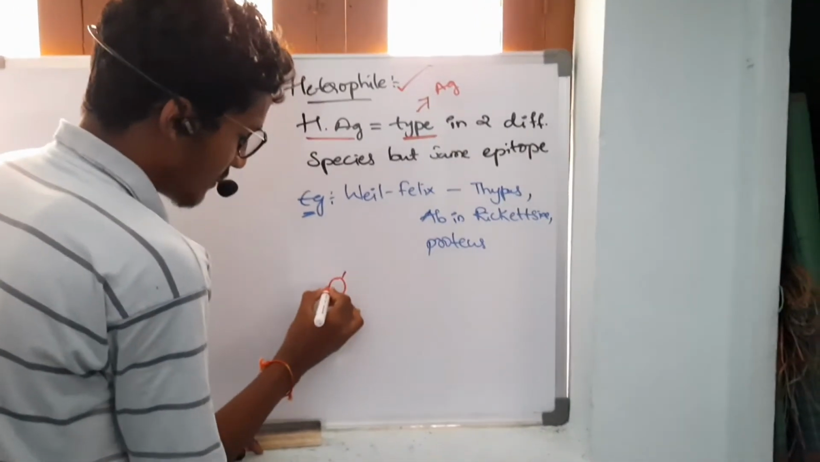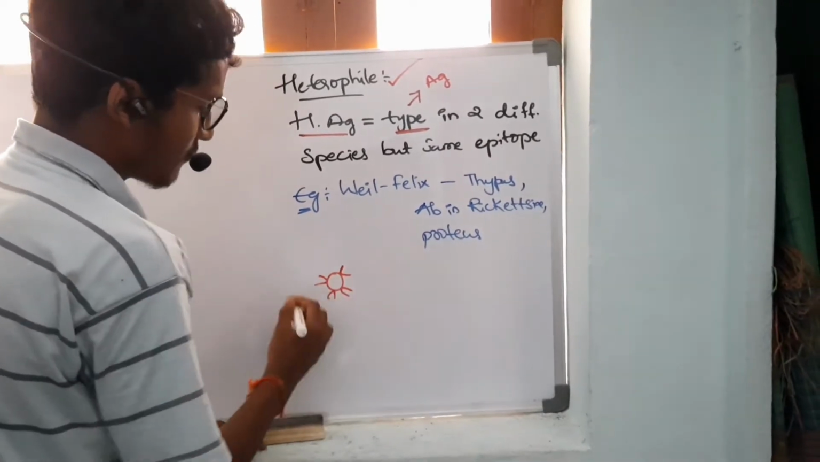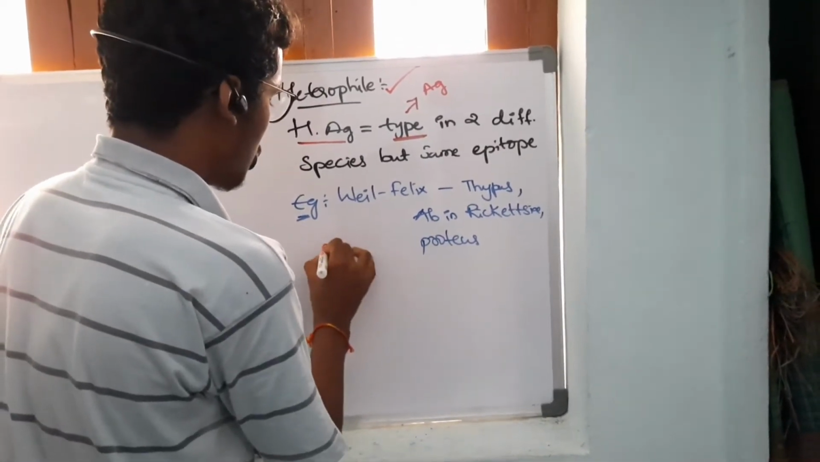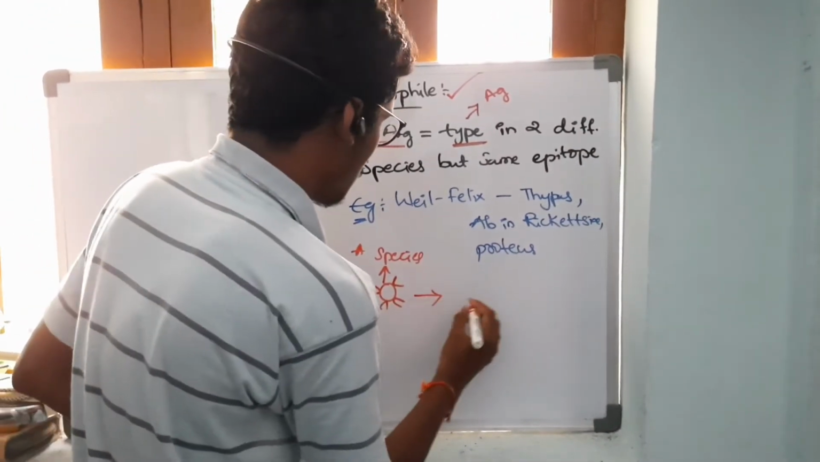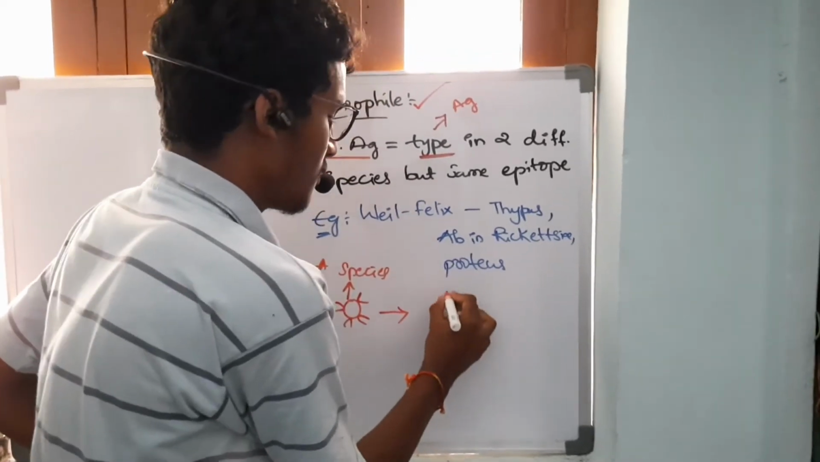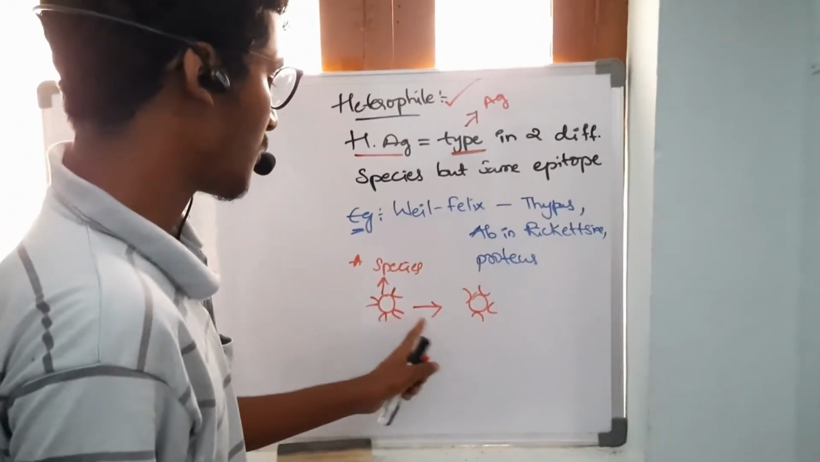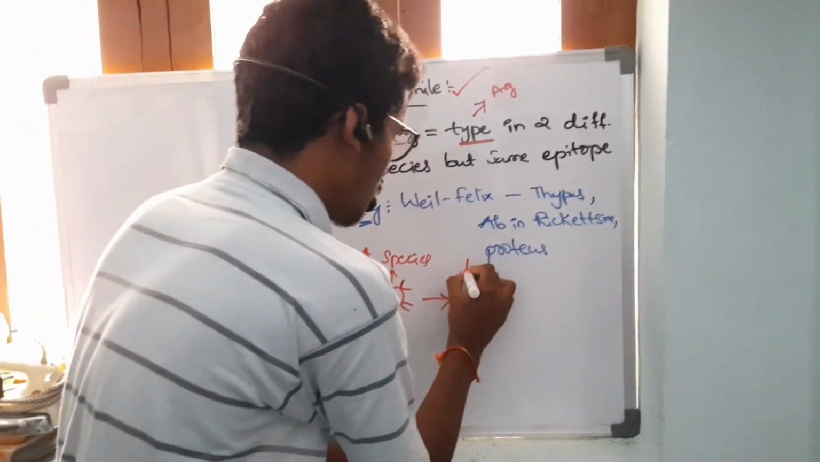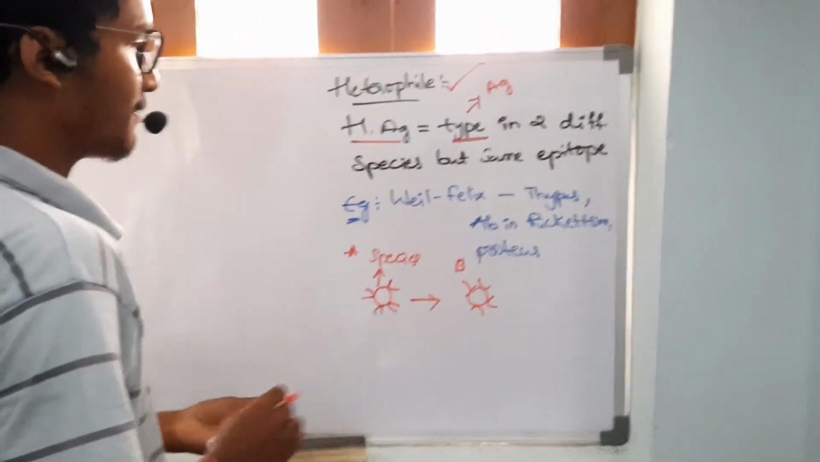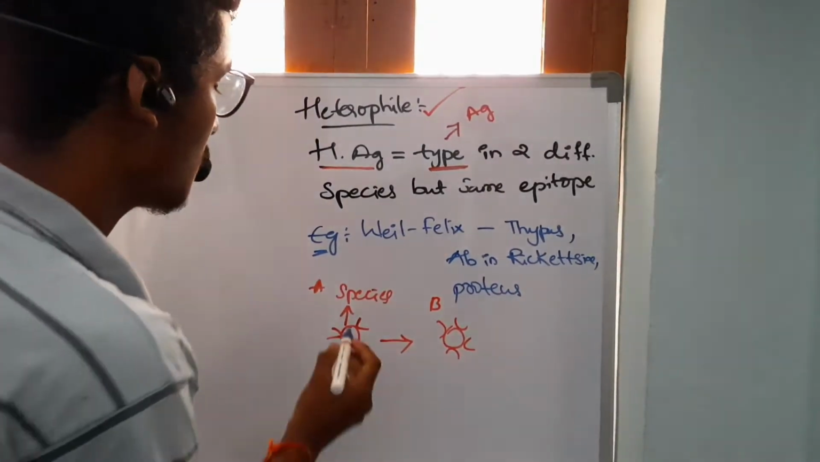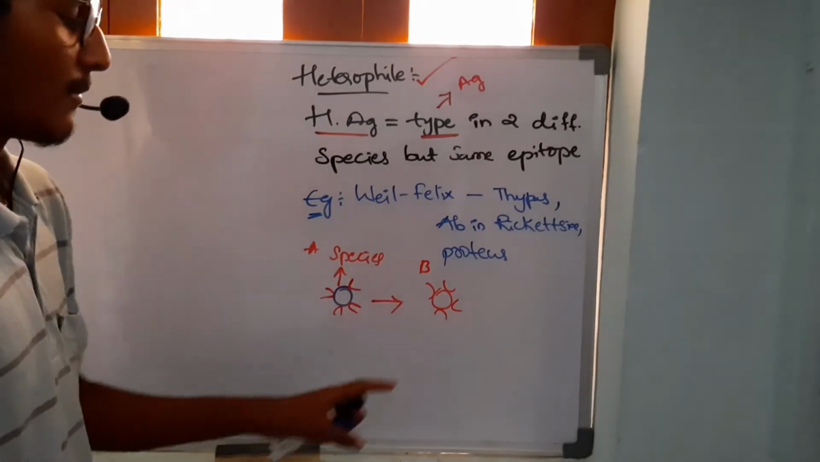Suppose this is an antigen, and these are epitopes. It belongs to A species. Here is an antigen which shares the same epitope structure with B species. It is a heterophile antigen. These both are different species but consist of the same epitope.